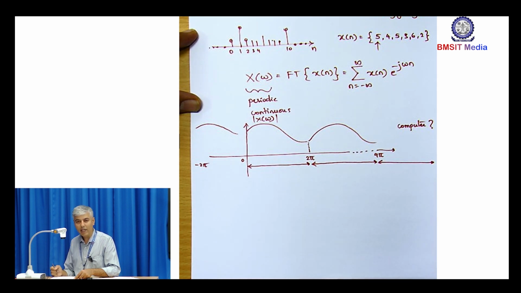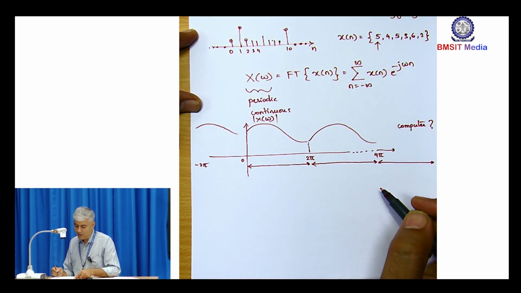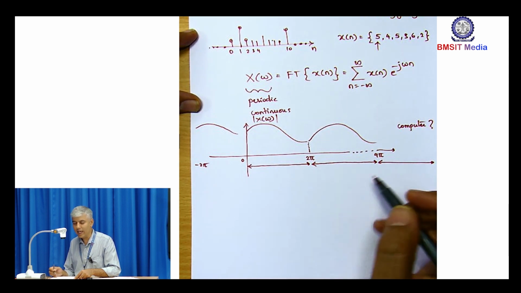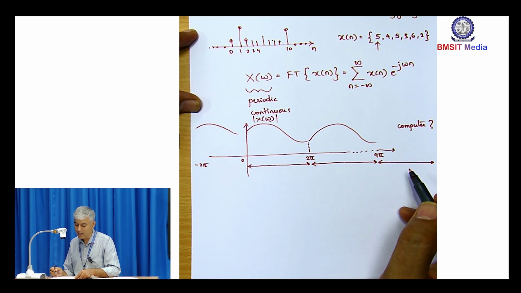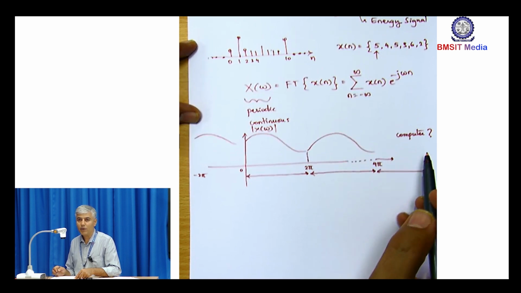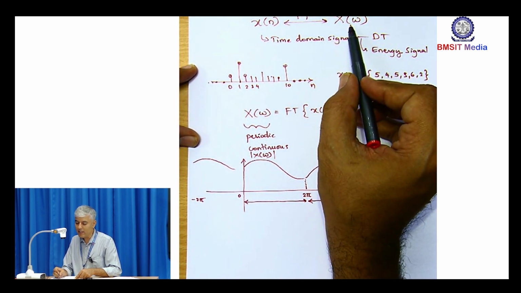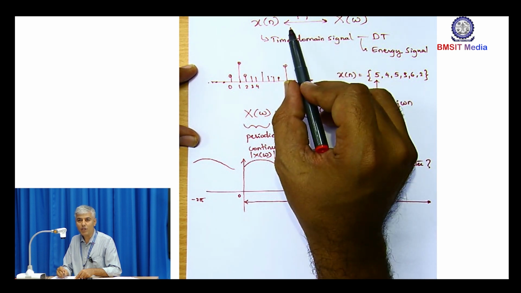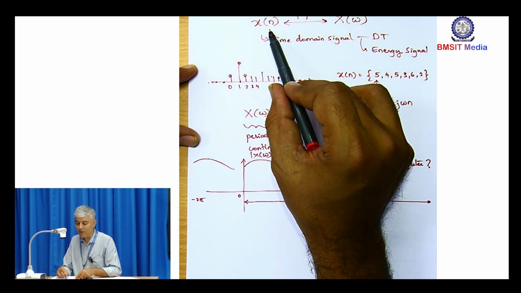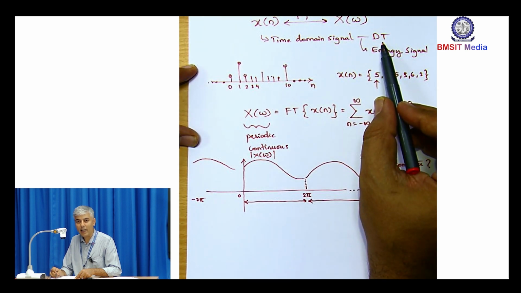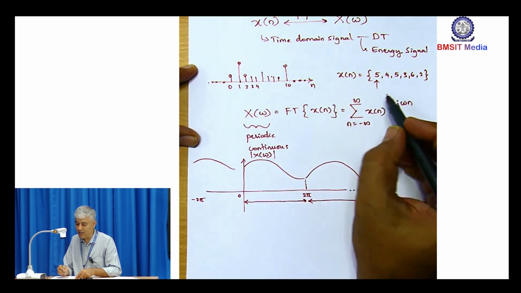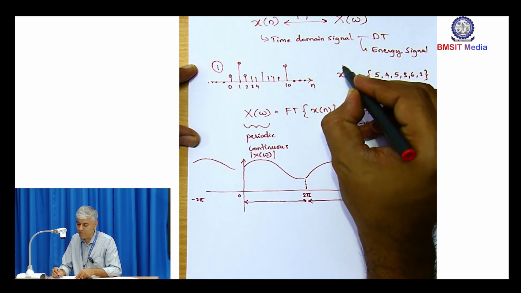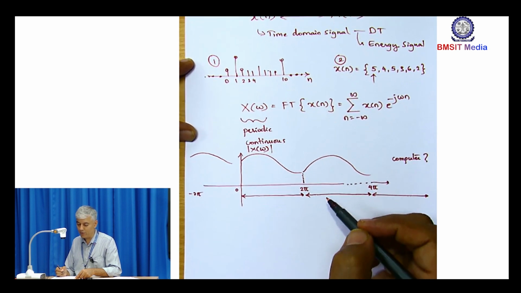So what can be done? One better way is to restrict our concentration only to one period or one cycle of this x of omega. And what is x of omega? You can recall x of omega is the frequency domain representation of our x of n. X of n is a discrete time energy signal. Examples are given here. Say the first example or the second example you can look into.